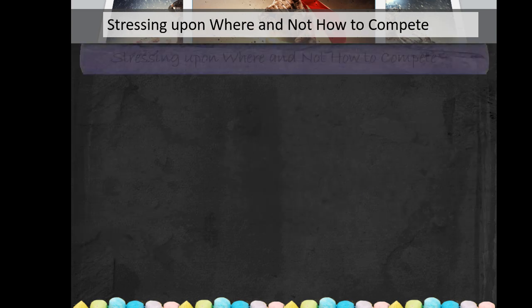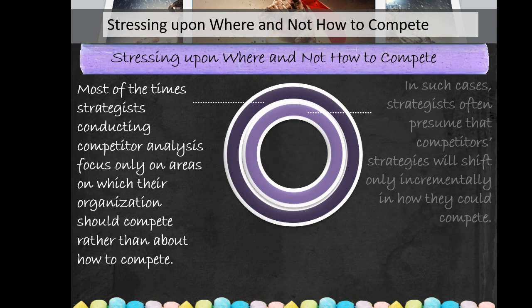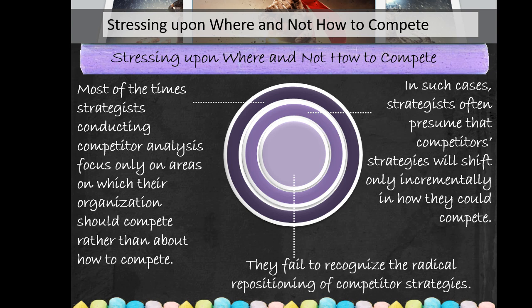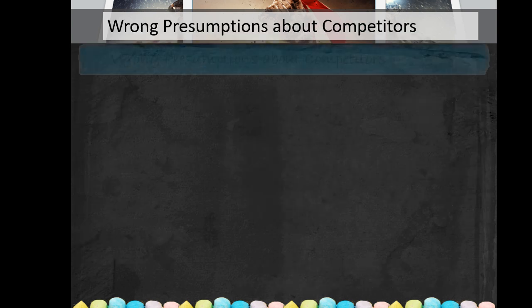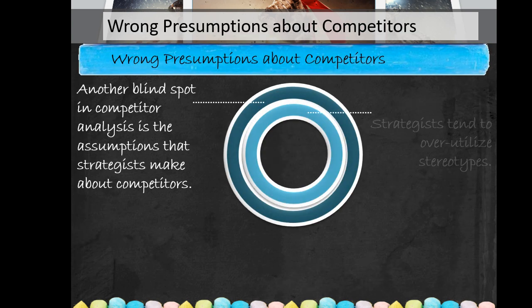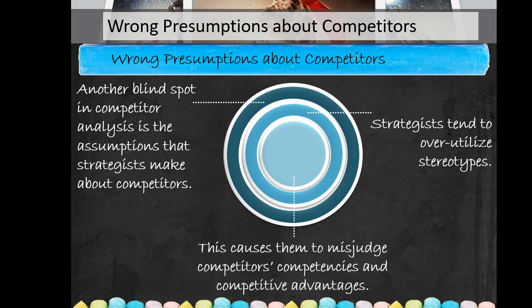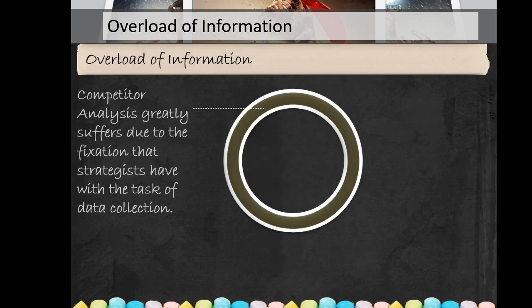So we've talked about poor recognition. Let's look at stressing upon where and not how to compete. Most of the time, strategists conducting competitor analysis focus only on areas in which the organization should compete rather than how to compete. In such cases, strategists often presume that competitor strategy will shift only incrementally in how they could compete. They fail to recognize the radical repositioning of competitors' strategy. There are other wrong presumptions that people make about their competitors.